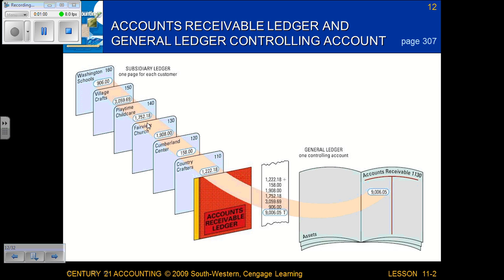If you add up all the subsidiary ledgers, which is each ledger for each individual person, that total should be the same balance as your accounts receivable account, which is your controlling account. So this is just a breakdown of your accounts receivable into each individual page.